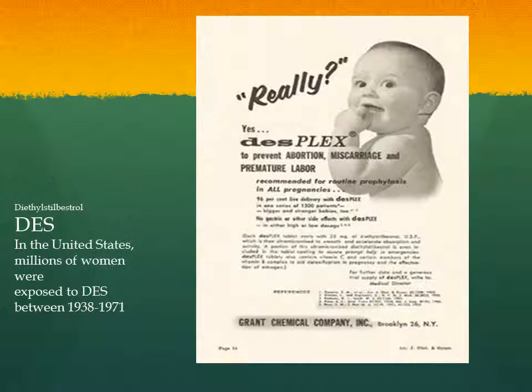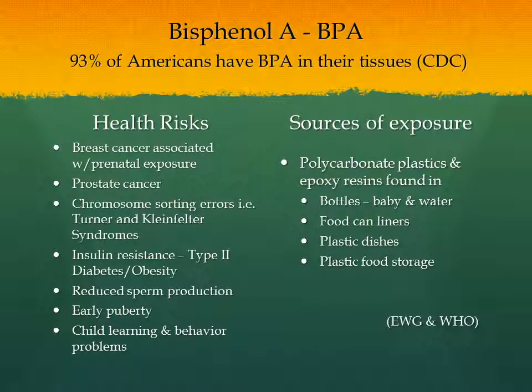BPA is one of the most commonly found chemicals in plastics. Because of this, 93% of Americans have BPA in their tissue, according to the CDC. This causes many health risks, including breast cancer, prostate cancer, chromosome sorting errors, insulin resistance, reduced sperm production, early puberty, and child learning and behavior problems. Some sources for exposure include water bottles, plastic dishes, and food storage containers. You can decrease plastic exposure in your life by eliminating the use of plastic.